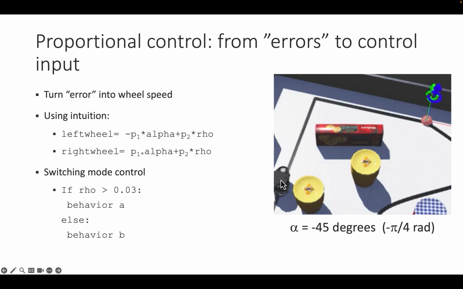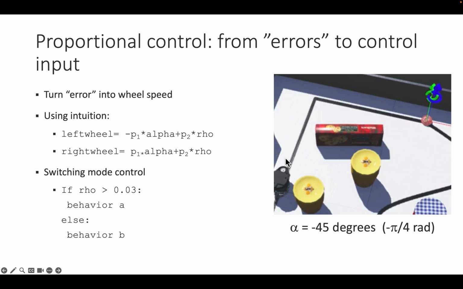Now, in order to turn this way, the left wheel has to turn faster forward and the right wheel has to turn backward. So we argue to simply use the angle orientation error directly in computing the wheel speed. So we use negative alpha for the left wheel and positive alpha for the right wheel. Now, once alpha is 0, the robot stops turning, and we add another term which is proportional to the distance rho, which makes the robot drive toward the goal.